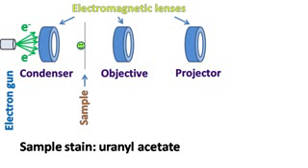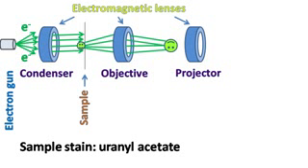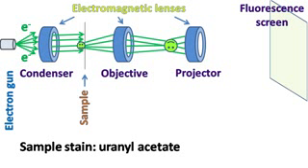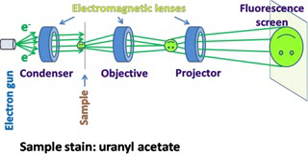Electrons are focused on the specimen using the condenser. The diffracted electrons from the specimen are collected by the objective lens. The electrons from the objective lens move to the projector lens, which projects the image of the specimen on the fluorescent screen. In transmission electron microscopy, the samples are usually stained with uranyl acetate.